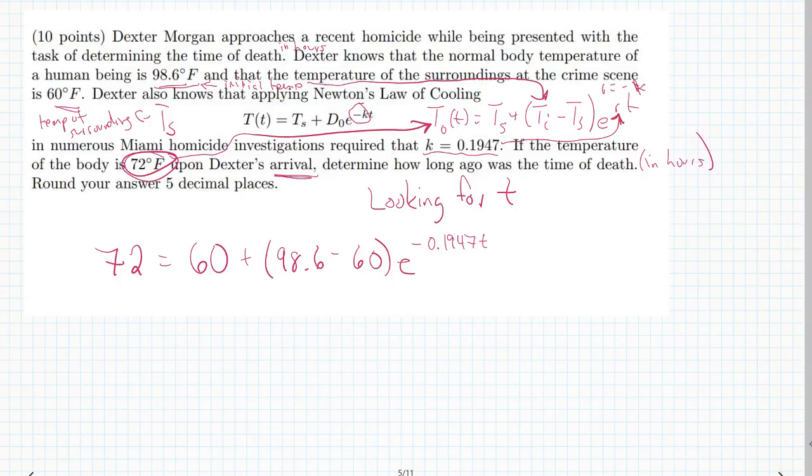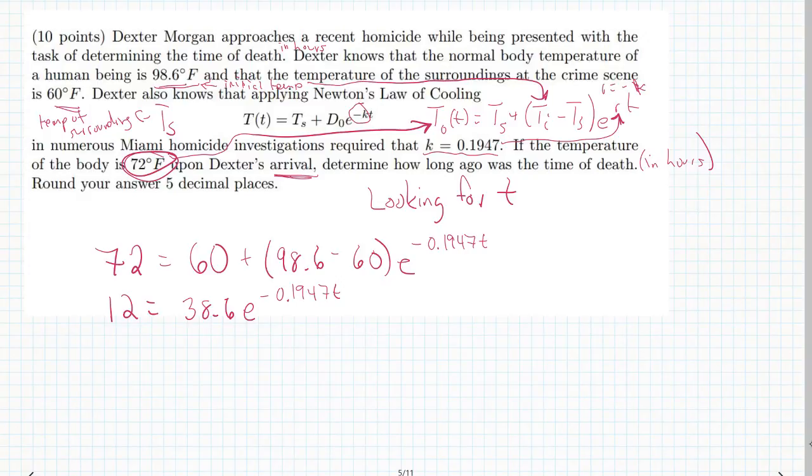And then we have a t. So now all we need to do, we have our equation set up, it's just time to solve for it. First things first, we want to try and isolate the e raised to the whole exponent. First thing that we'll do is just subtract 60 from both sides, so we get 12 equals 98.6 minus 60. What is that? 38.6, I believe. So 38.6 e to the negative 0.1947 t.